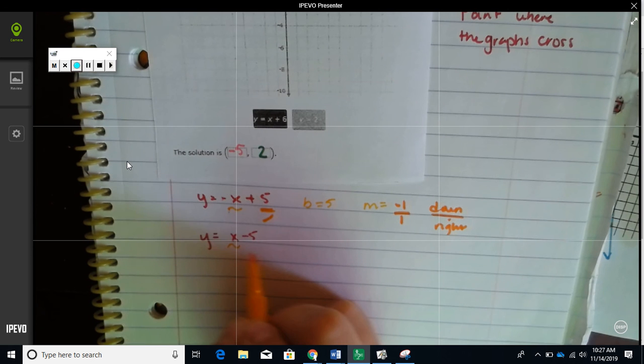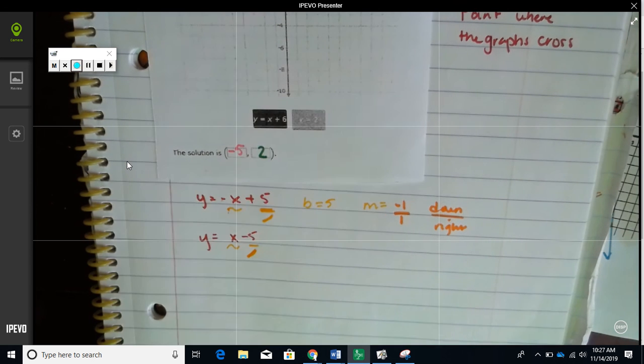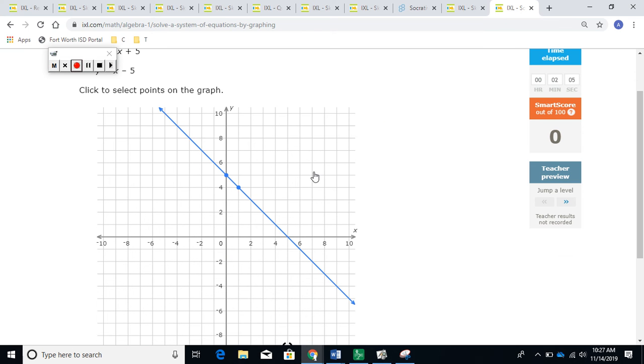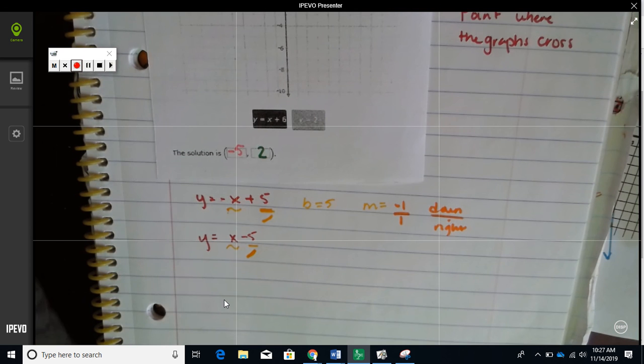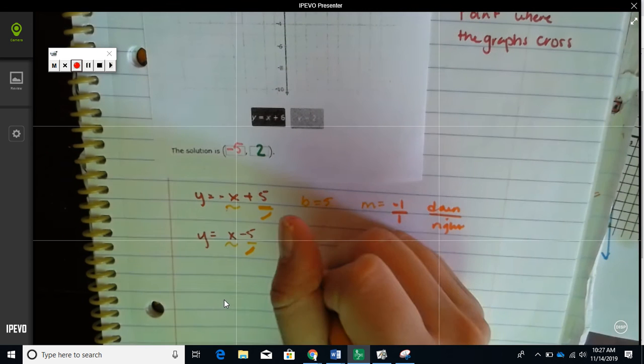Okay, this is the one that you squiggly. This is the one that you underline. So my banana is the one I underlined, negative 5. So I put a point at negative 5. My slope is the one I squiggly. I don't see an x. I do see an x, but I don't see the number.